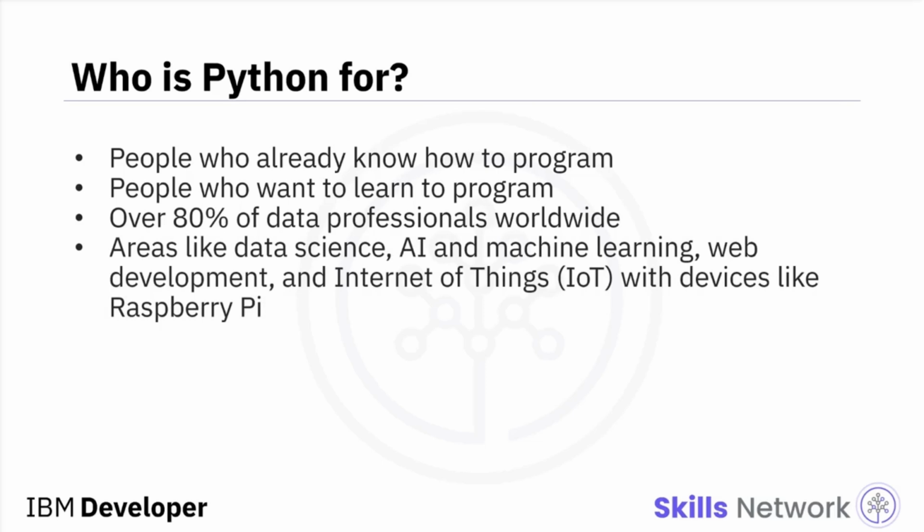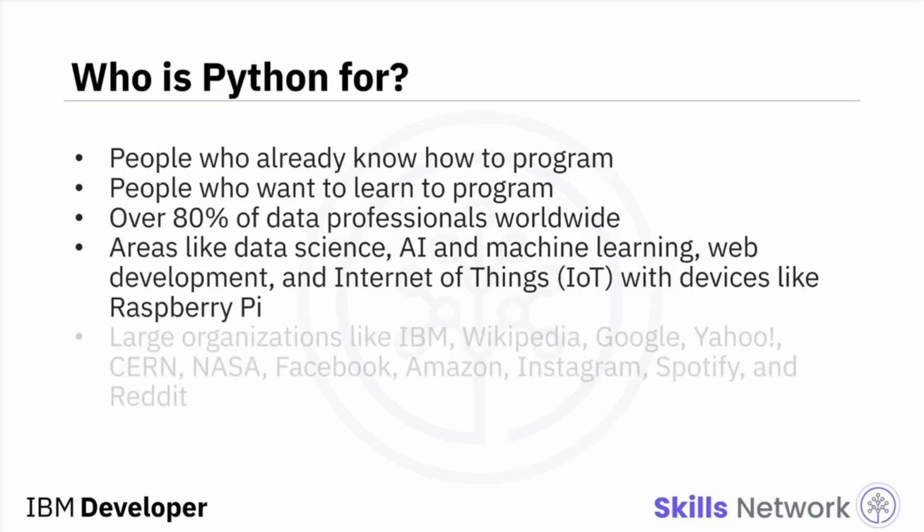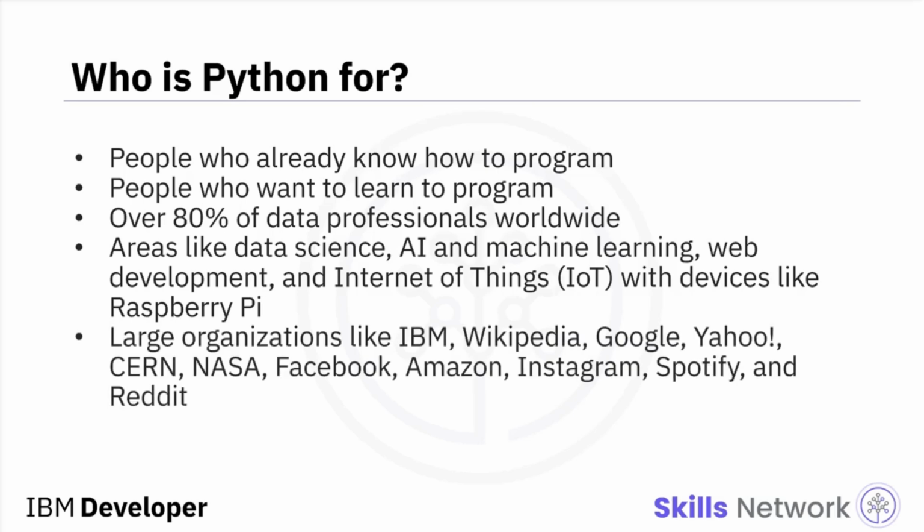Python is useful in many areas, including data science, AI and machine learning, web development, and Internet of Things or IoT devices like the Raspberry Pi. Large organizations that heavily use Python include IBM, Wikipedia, Google, Yahoo, CERN, NASA, Facebook, Amazon, Instagram, Spotify, and Reddit. Python is widely supported by a global community and shepherded by the Python Software Foundation.